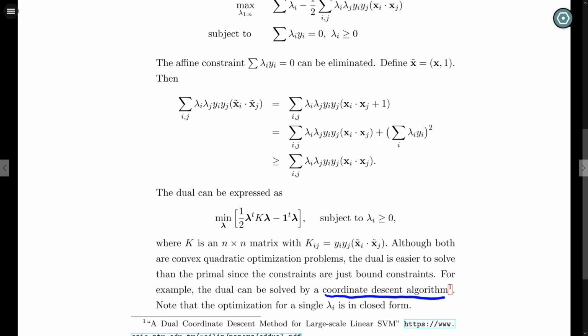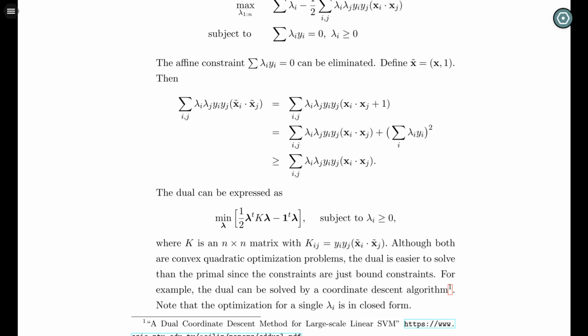So we initialize lambda 1 to lambda n, and then we go through a loop updating each lambda i by fixing the other elements of lambda. For each lambda i, if we fix all the other lambdas, it's just a quadratic function of lambda i with respect to this positive constraint. So the updating formula for lambda i will be in closed form, and we can just loop over until convergence.